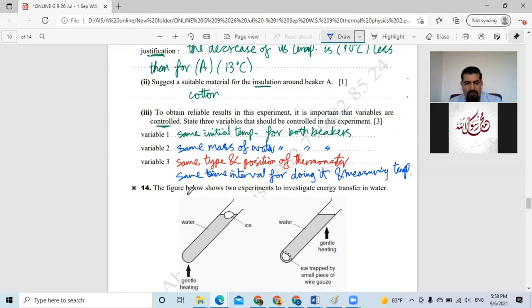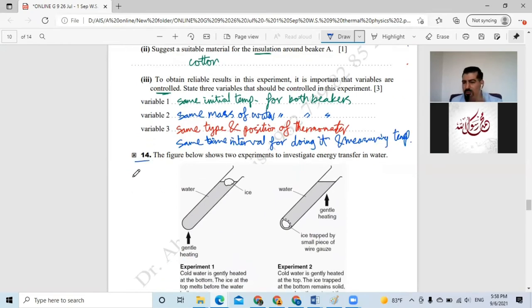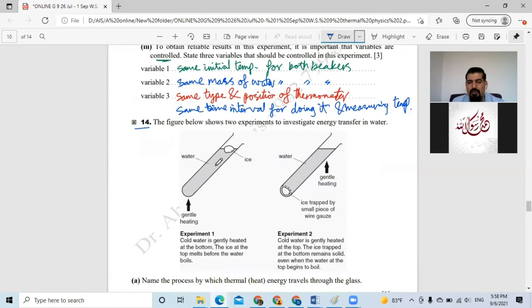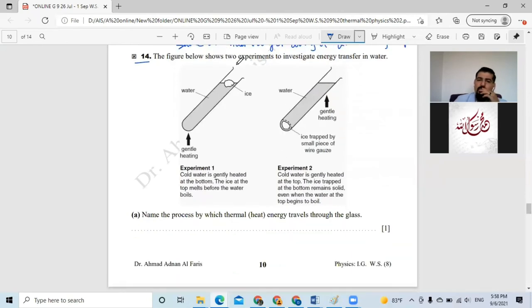Okay. Next, question 14. This question is from core paper, paper 2. A slightly old question, similar to the experiment I just told you about to prove that water is not a good conductor of heat. The figure below shows two experiments to investigate the energy transfer in water. Here, gentle heating at the bottom. Here, at the top. Here we have ice trapped with a wire gauze, and here we have ice on top of it. Experiment: cold water is gently heated at the bottom, and the ice at the top will melt before the water boils. Here, cold water is gently heated at the top. The ice trapped at the bottom remains solid, remains ice.